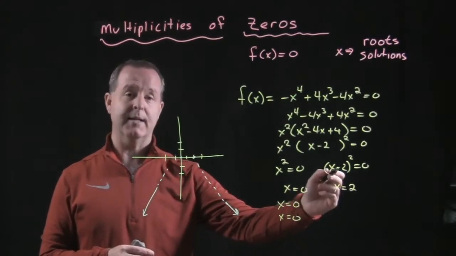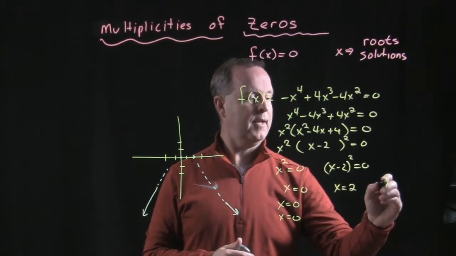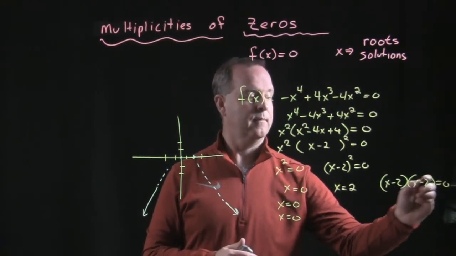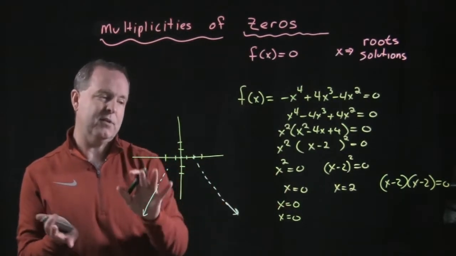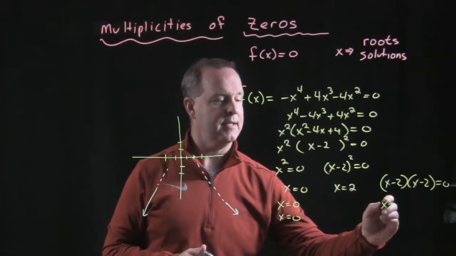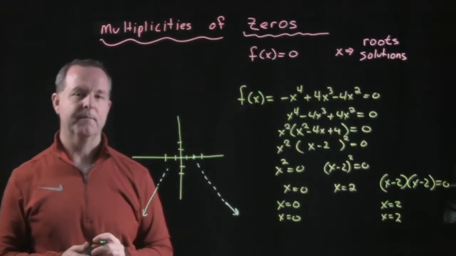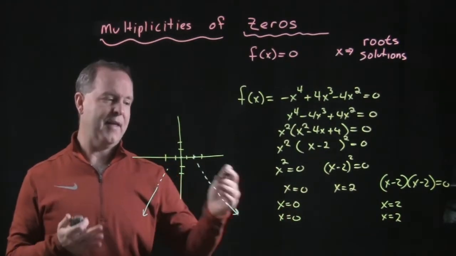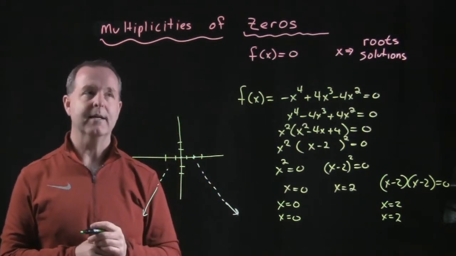Over here, this x minus 2 squared is really an x minus 2 and another x minus 2. So you can see that I have my solution 2 showing up 2 times. So I have an x equals 2 and an x equals 2. And what we call that, when I have roots that show up multiple times, is the multiplicity of our zeros.